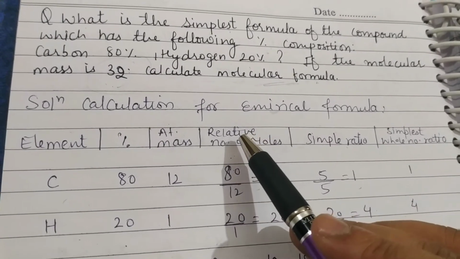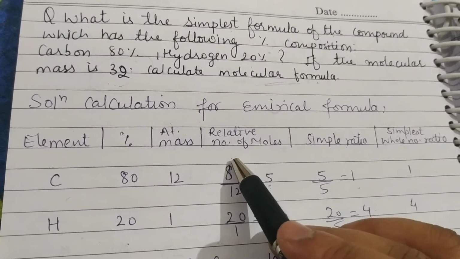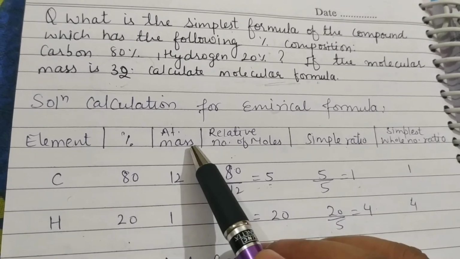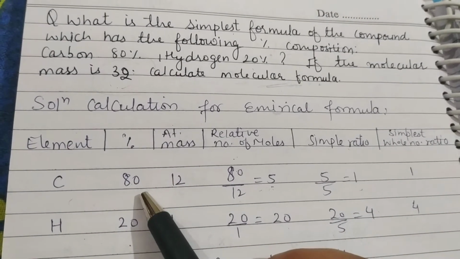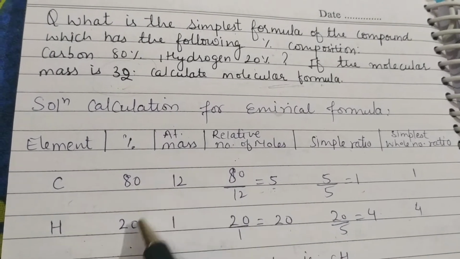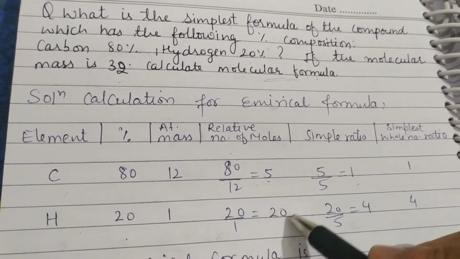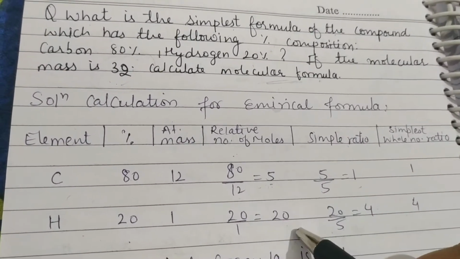So after that we will find the relative number of moles. The relative number of moles is equal to percentage divided by atomic mass, so we will get 80 divided by 12 and 20 by 1. So we will get the relative number of moles, that is 5 and 20, right?